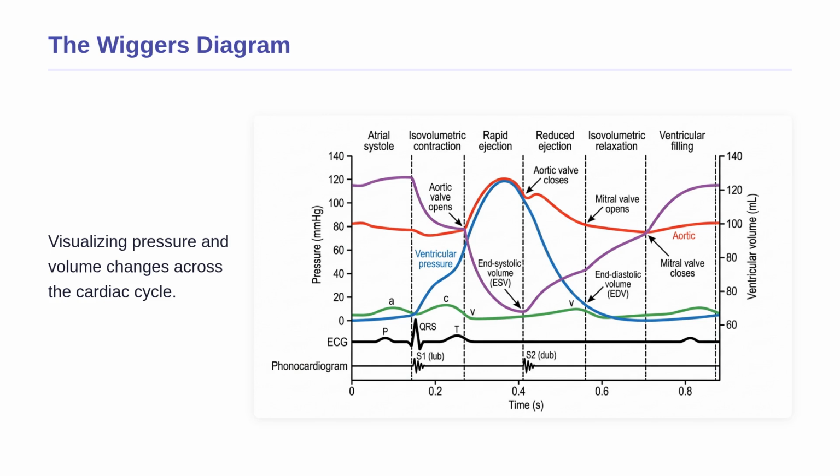Notice the blue line representing ventricular pressure. See how it spikes dramatically during isovolumetric contraction and ejection? The red line shows aortic pressure, and where they cross, valves open and close. Below that, the purple line tracks ventricular volume, dropping sharply as blood is ejected and rising during passive filling. Finally, at the bottom, we see the electrical ECG signals and the phonocardiogram marking the lub and dub sounds. This diagram beautifully orchestrates the entire cycle.